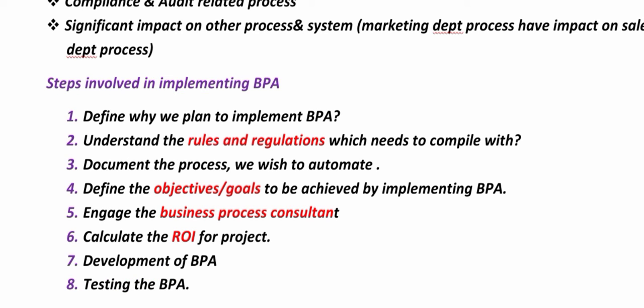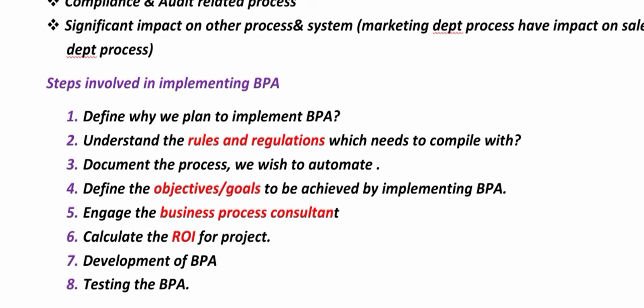Now, the steps involved in implementing business process automation. First, we want to define why we plan to implement business process automation. Let's take the same example, a cotton mill. Why do I plan to implement BPA? Because I want to reduce the accounting errors. I want to improve operational efficiency. I want to achieve my sales targets and production targets. I want to achieve my goals and objectives.